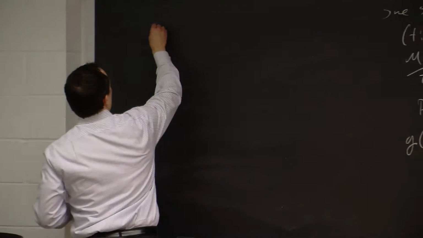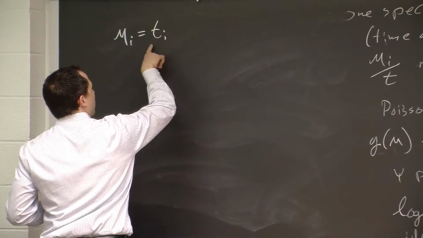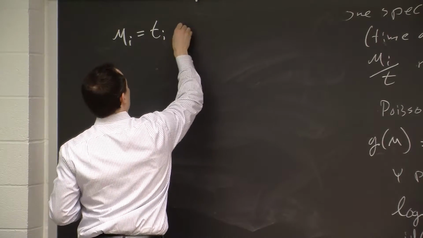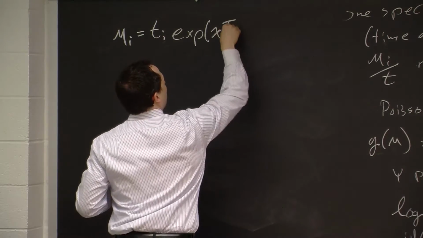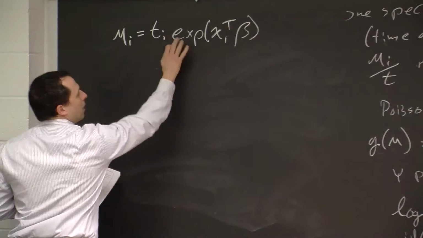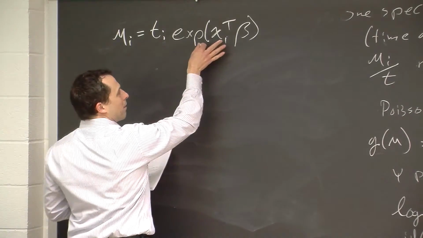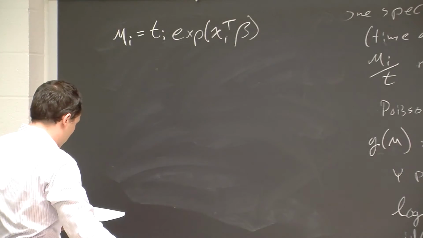In other words, we're saying each of these mu i's for some case or observation is equal to this time parameter times what would otherwise be the prediction. Right, so we're multiplying this underlying rate per unit time by the time that we've encountered the risk.